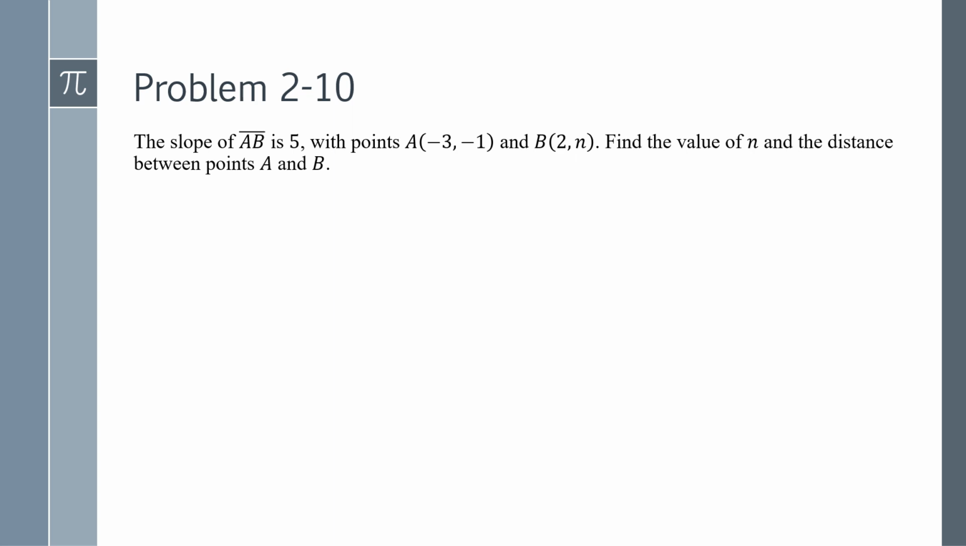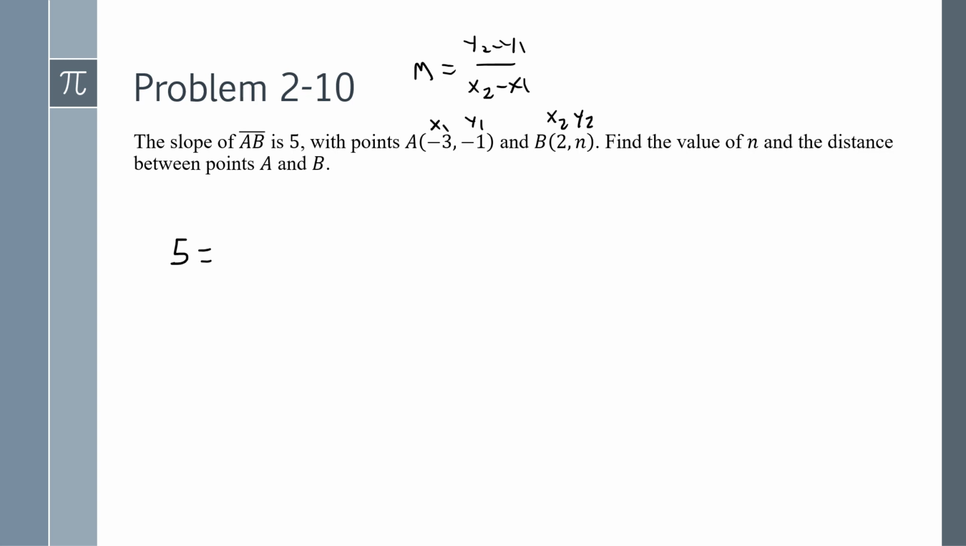Okay, so next one, the slope of AB is 5, with point A at (-3, -1) and B at (2, n). So I'm going to find the value of n. I can use my slope formula to find this. Again, slope is y2 minus y1 over x2 minus x1. So x1, y1, x2, y2. I know that the slope is 5.